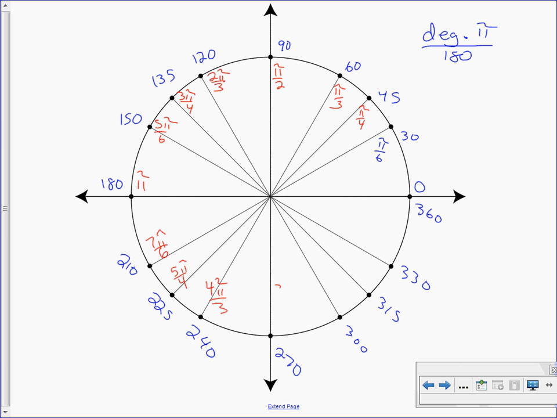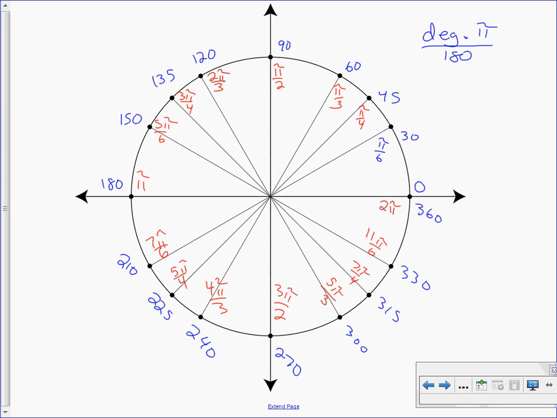And then this is 3 pi over 2. And at 300 degrees, you get 5 pi over 3. 315, 7 pi over 4. And then 330. And then last but not least is 2 pi. So what's going to happen here is we use the unit circle. Take a minute or two, make sure that you have all of the correct values.